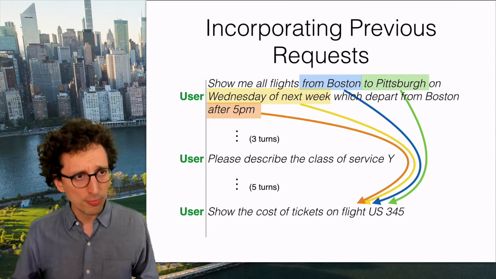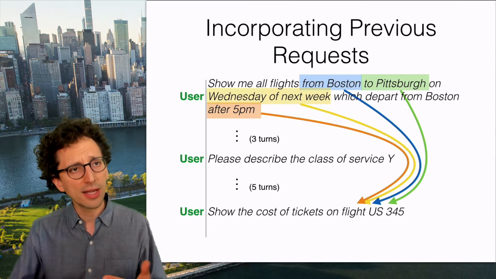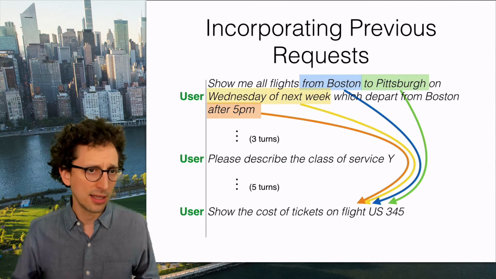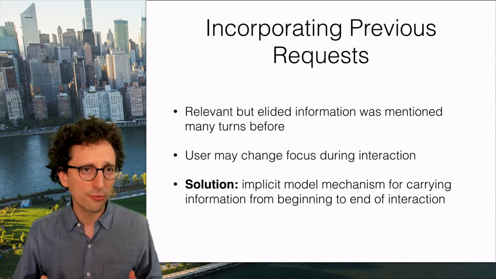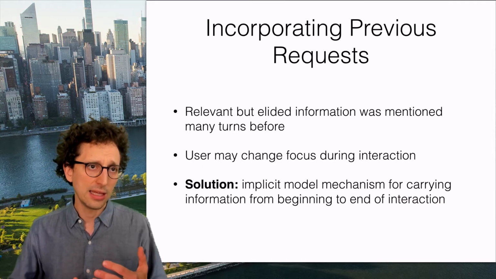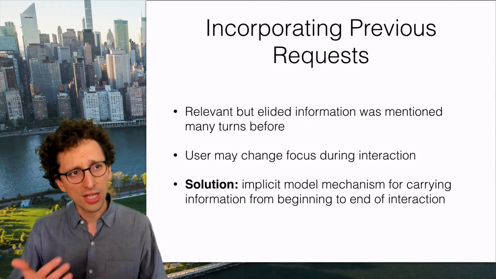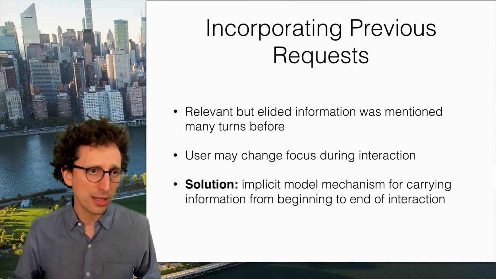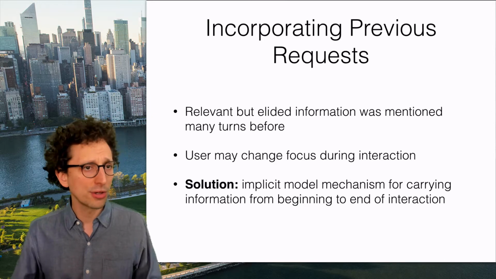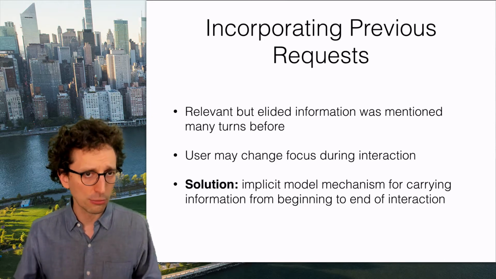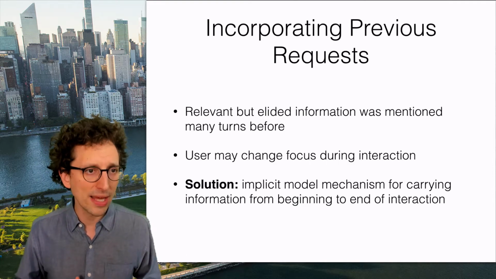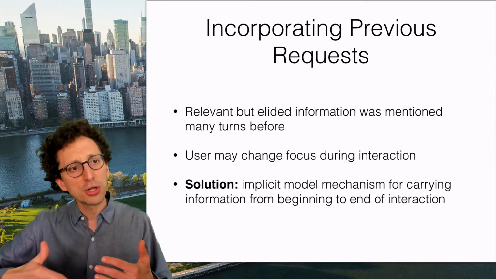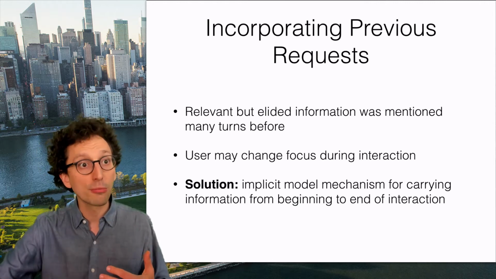And this is relatively complex and requires us to really retain information throughout the progression of the conversation, even if the user changes focus. So what we see is that relevant information that is mentioned earlier is implicitly requested by a later request, even though the user may change focus during the interaction. So we really need to retain this kind of information. And our solution to it is an implicit model mechanism that carries this information from the beginning to the end of the interaction and is completely learned.